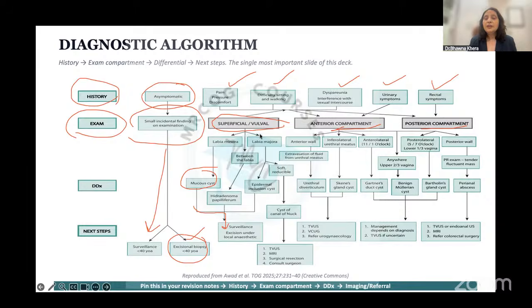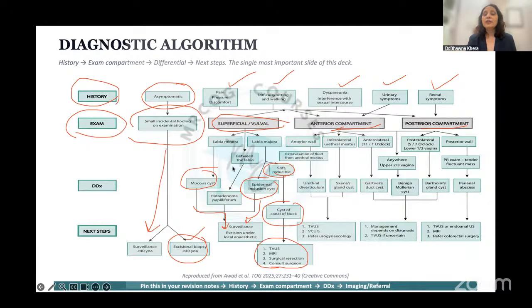If we talk about the labia majora, it has hair follicles and sebaceous glands. So it could be an epidermal inclusion cyst, which is followed in the same way. Or if it is a cystic structure, soft and reducible, these are all keywords which are going to appear in your part 2 exams: a soft reducible swelling on the labia majora. What is the possibility? That is the cyst of the canal of Nuck, for which we can use ultrasound, MRI, and go for surgical resection. Most importantly, don't forget, we can consult the surgeon as well in this case.